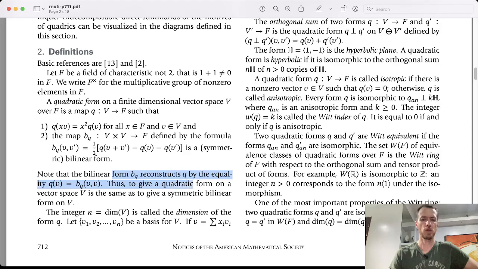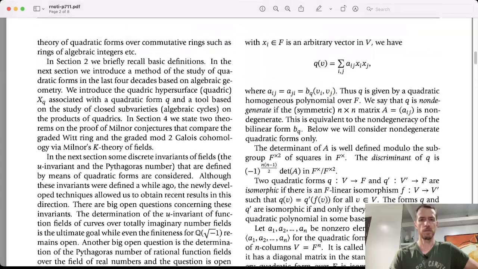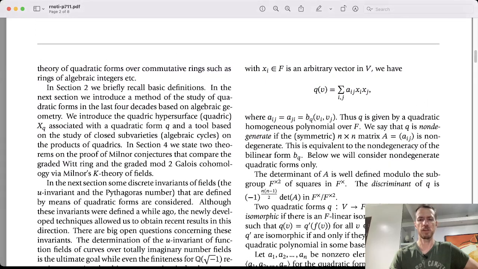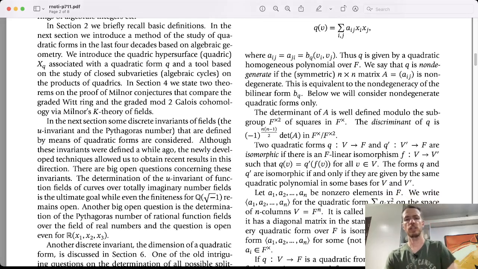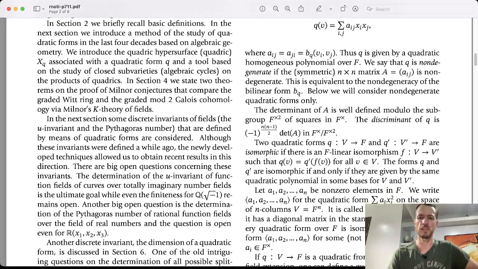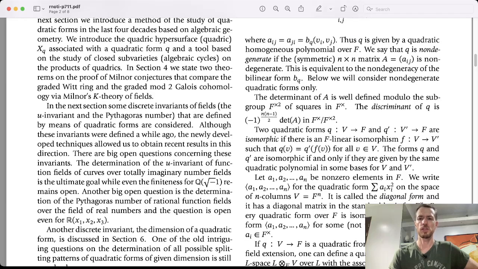Thus, to give a quadratic form on a vector space big V is the same as to give a symmetric bilinear form on big V. The integer n equals the dimension of big V is called the dimension of the form Q. Let v1 through vn be a basis for big V. If v equals the sum of small xi vi, with small xi in big F, is an arbitrary vector in big V, we have Q of v equals the sum over i,j of aij xi xj, where aij equals aji equals BQ of vi, vj. Thus, Q is given by a quadratic homogeneous polynomial over big F.